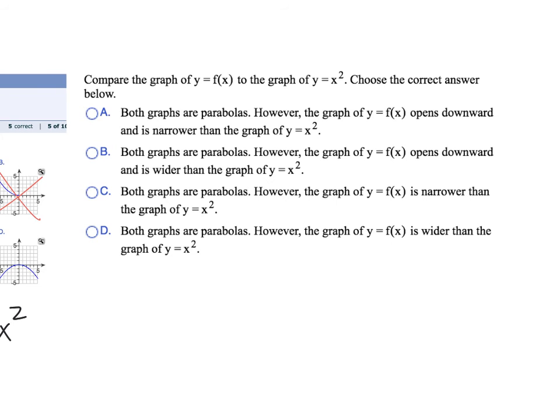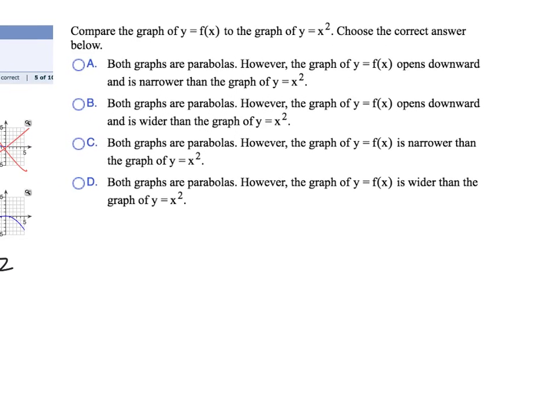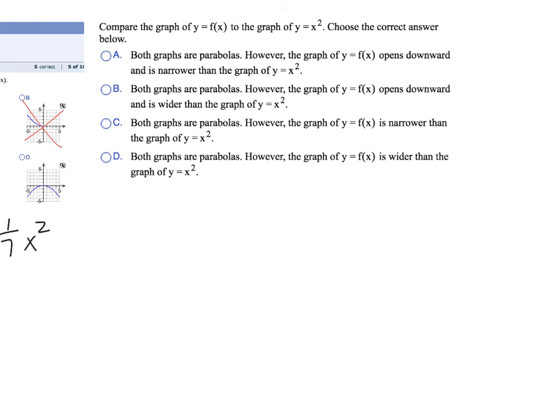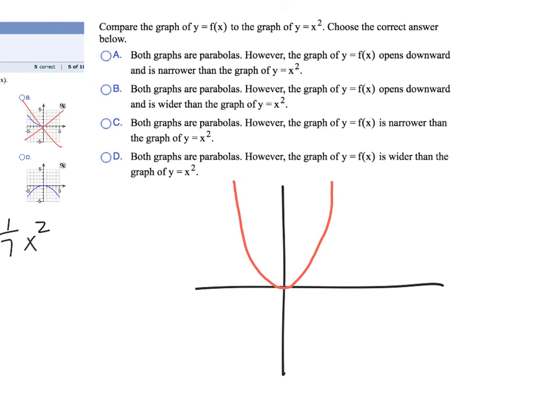Now the other thing is, it asks us how it compares to the x squared graph. The idea is, your x squared graph is going to look like this, so that's y is equal to x squared. What is the 1/7 x squared going to look like? So what is y equals 1/7 x squared?